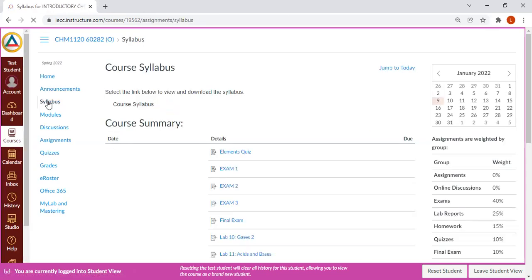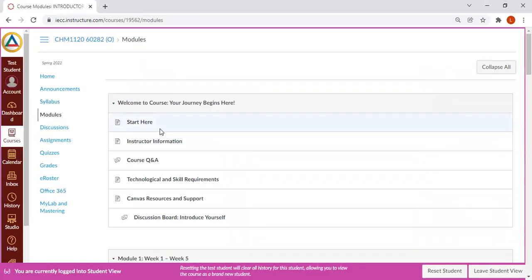All right. Here's where you go to see the syllabus. Oh, that's not correct. It looks kind of funny. All right, we'll get back to the syllabus. I'll show you where to get to that in a minute. Let's do this. Click your modules button.